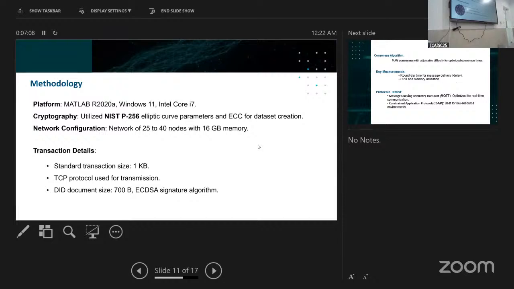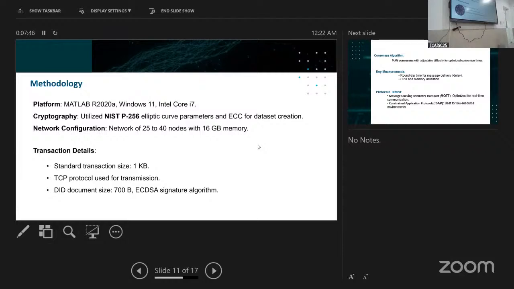So for the methodology, I thought about which platform would be useful for us to do this work, and I chose MATLAB. The reason is that it's really handy to establish an environment from zero. It's flexible. And I also came across existing cryptography data and functions, which are the National Institute of Standards and Technology elliptic curve parameters, and also the elliptic curve cryptography for generating the data set of this work.